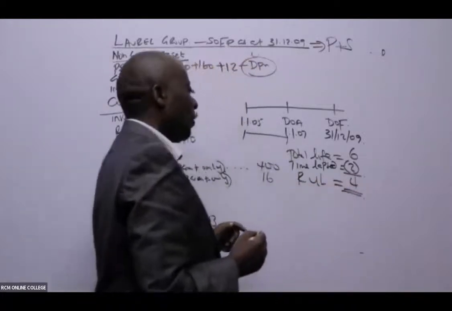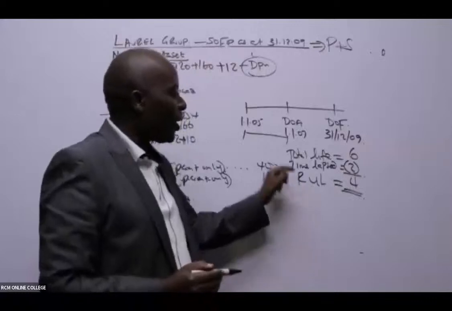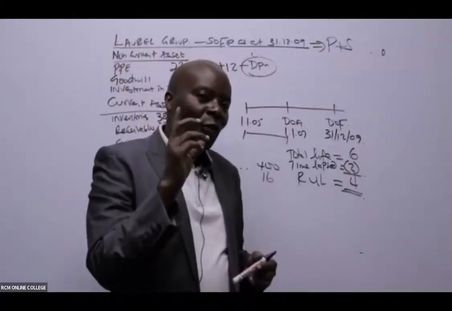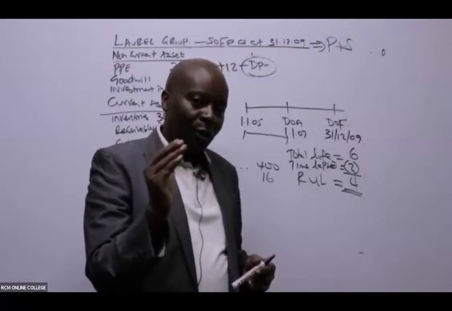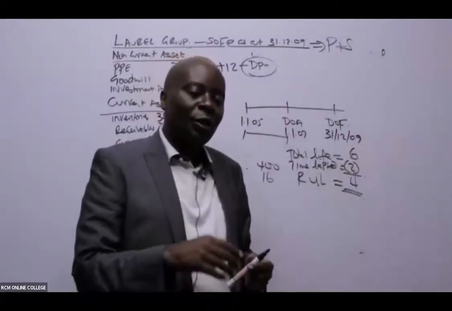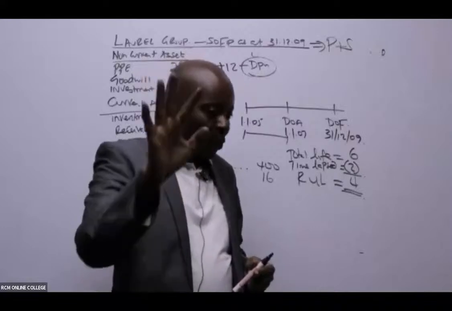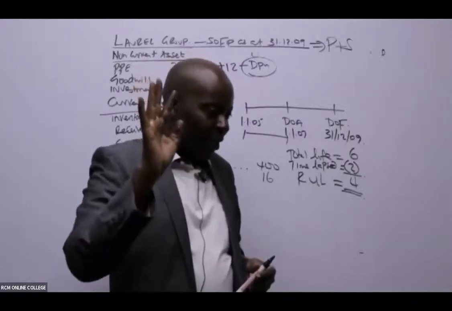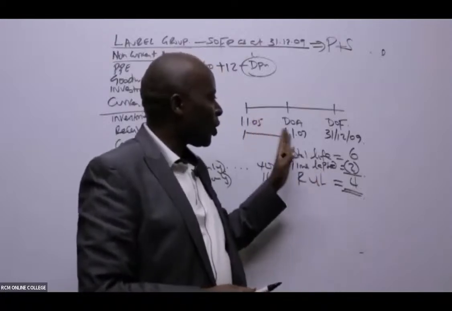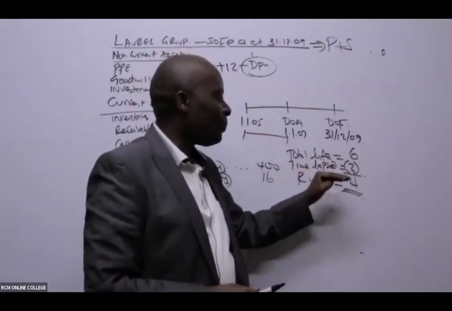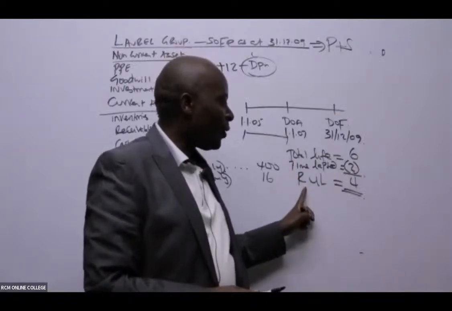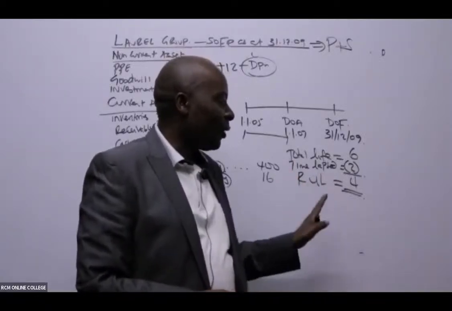So then the remaining useful life is how many years? It's 4 years. Please write this in full, remaining useful life. We start counting the remaining useful life on the day when we revalue. From this date, moving forward after revaluation, the remaining useful life is 4 years, because the total lifespan was 6, and by the time you're doing the revaluation, 2 years have lapsed. So the remaining useful life is 4 years.